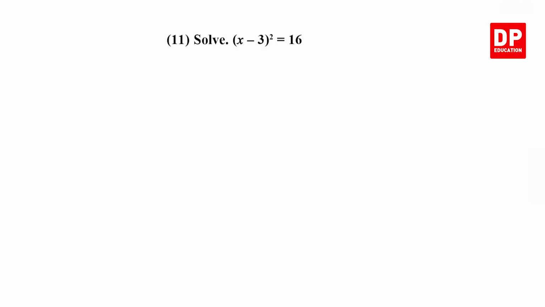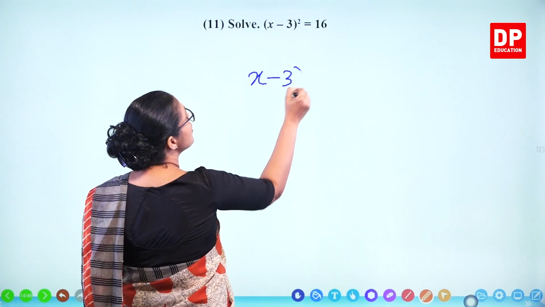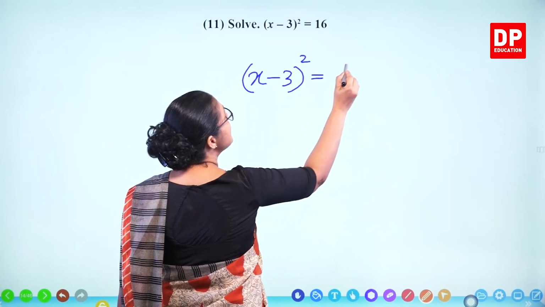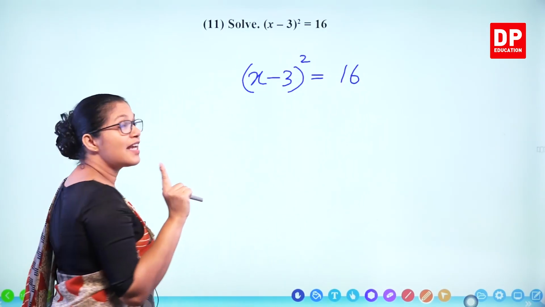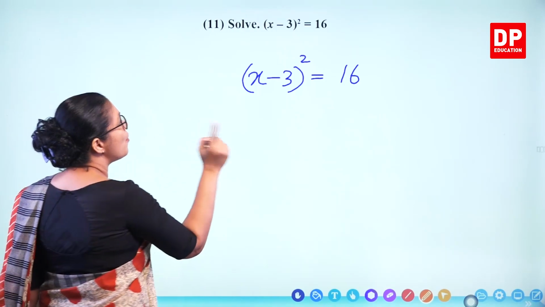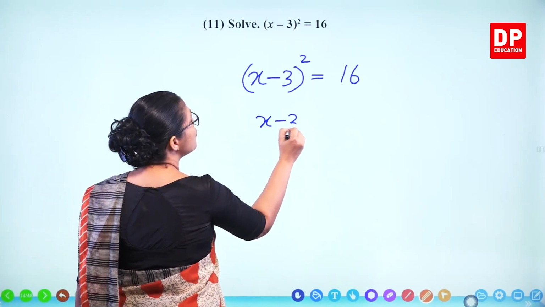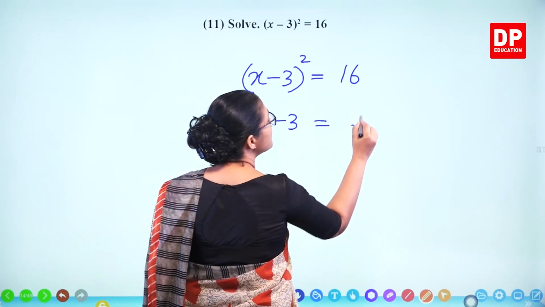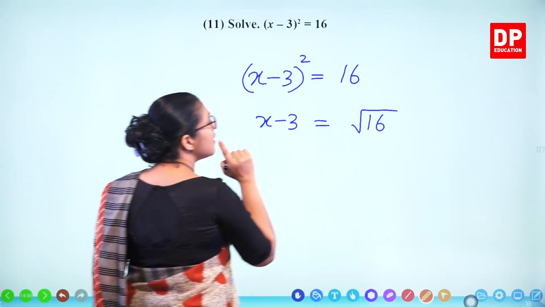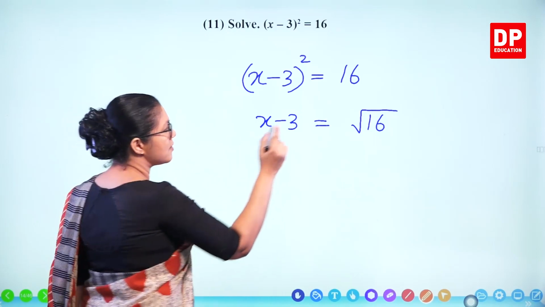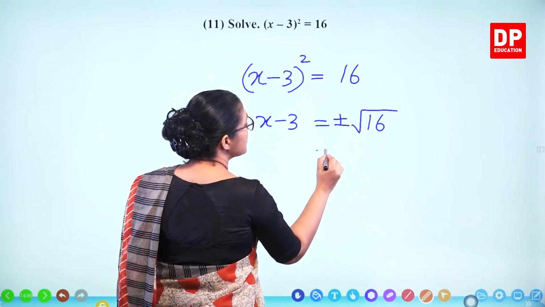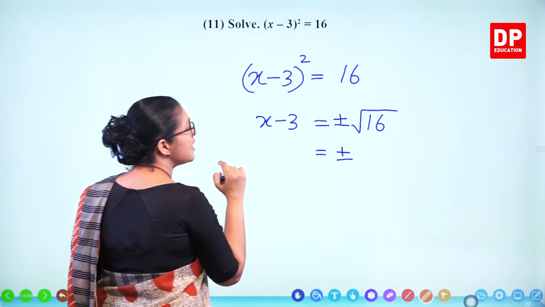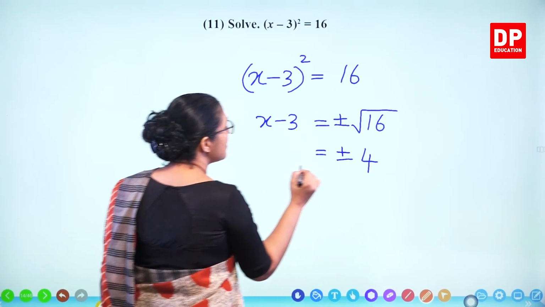Solve. This is a quadratic equation. Square term is there. So what's the easiest way to do? We can take square root both sides. When you take square root, you can get x minus 3. So square root of 16 can be plus or minus. So what's the square root of 16? Plus or minus 4.